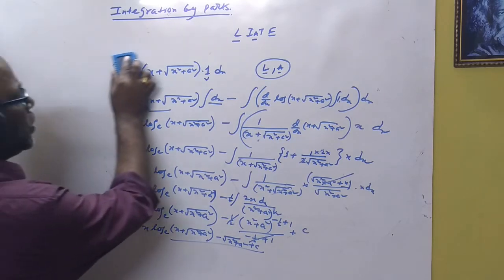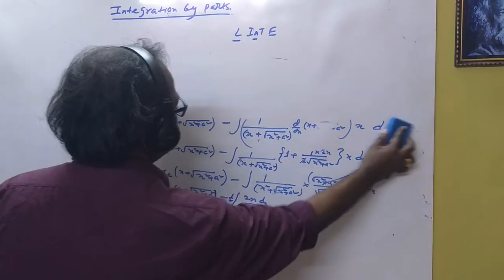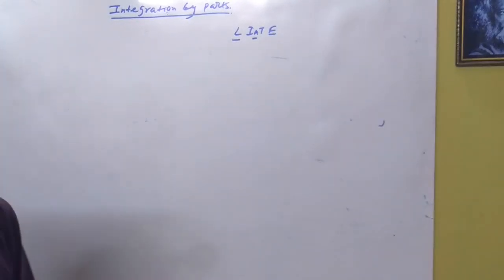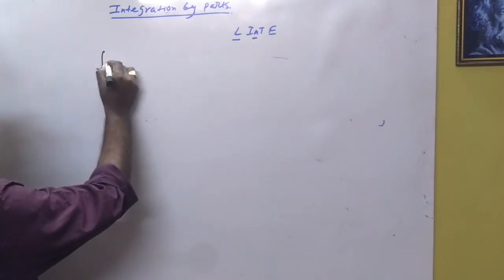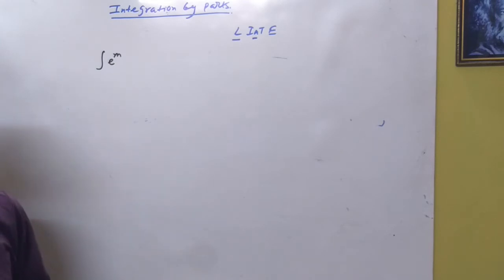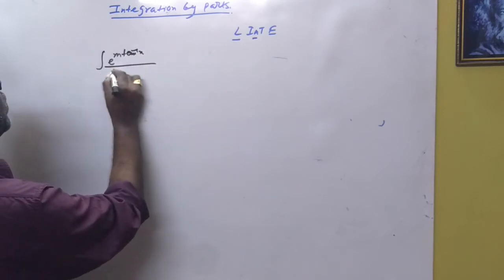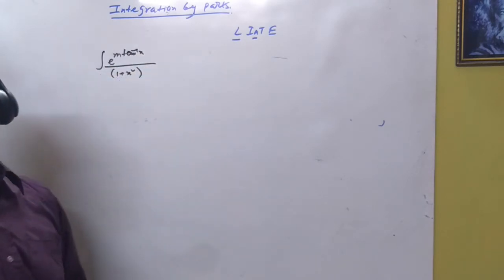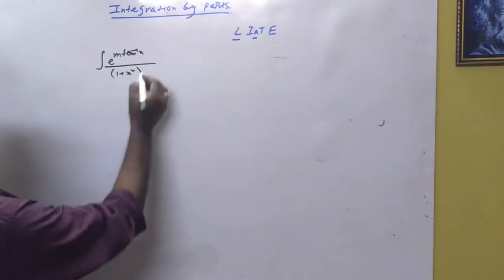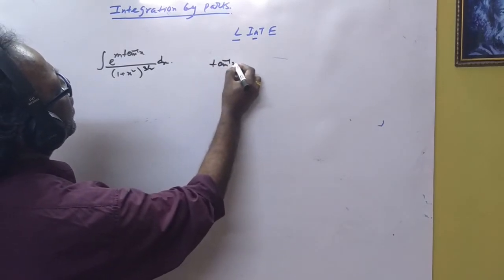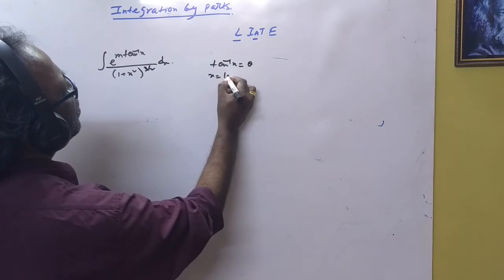Now another question of u into v, integration by parts. So by parts, see the solution here, which is most interesting for the problem. See here, that is the integral e to the power m tan inverse x, sorry, this is m tan inverse x, and this is 1 plus x square whole to the power 3 by 2, and dx. So we take tan inverse x as theta, so x equal to tan theta.